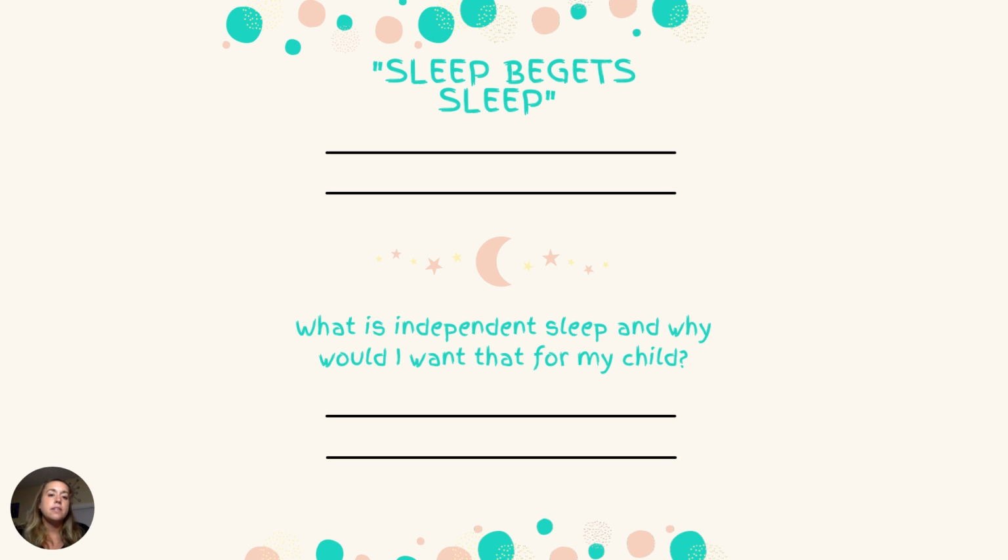And then at the bottom it says, what is independent sleep? And why would I want that for my child? So independent sleep is what we were just talking about with that partial arousal. Independent sleep is a child who can fall asleep by themselves without the help of an adult, and who during the night, during that partial arousal time, can fall back asleep and continue on to the next sleep cycle.